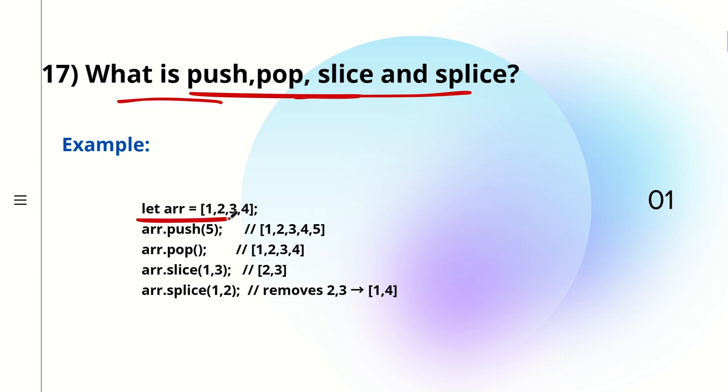Here we have the original array 1 2 3 4. So with arr dot push, what are we doing? We are pushing the value at the end of the array. Then we have arr dot pop, which is going to remove the last element of our array.